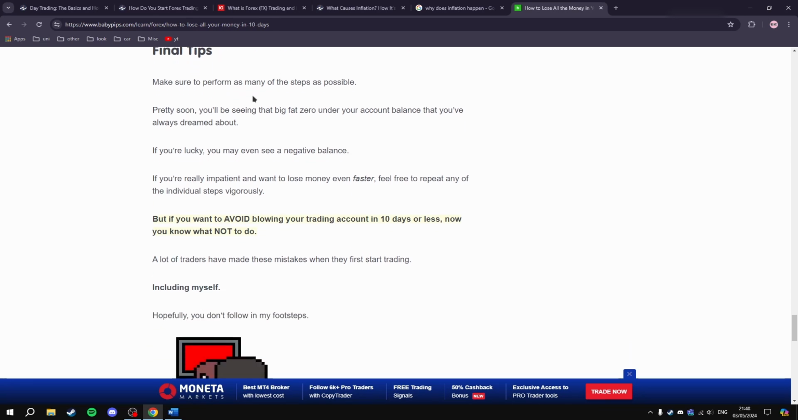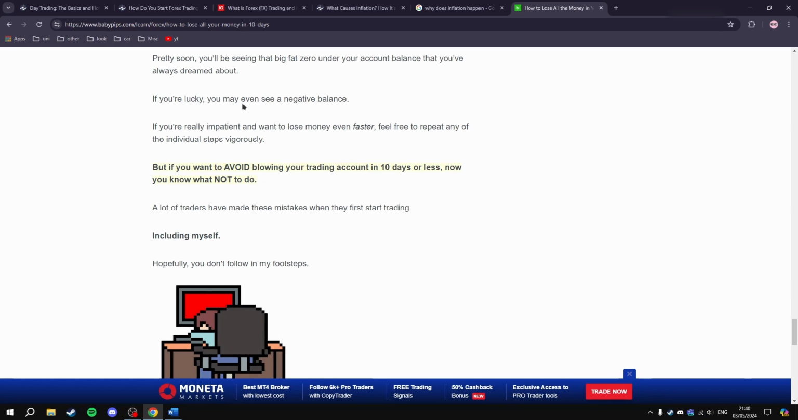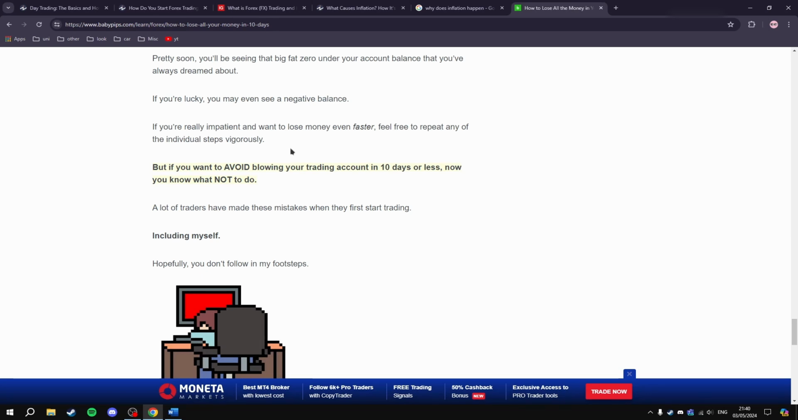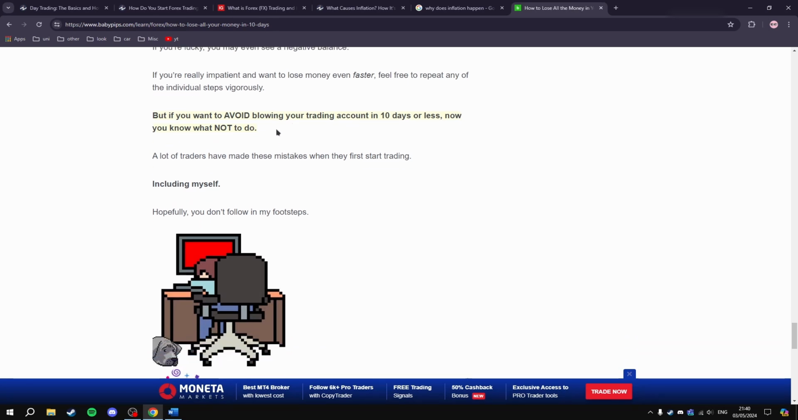Final tips. Make sure to perform as many of the steps as possible. Pretty soon, you'll be seeing that big fat zero under your account balance that you've always dreamed about. If you're lucky, you might even see a negative balance. If you're really impatient and want to lose money even faster, feel free to repeat any of the individual steps vigorously.